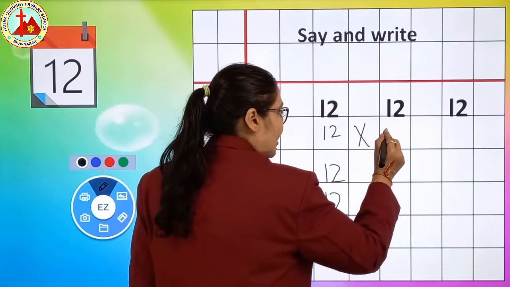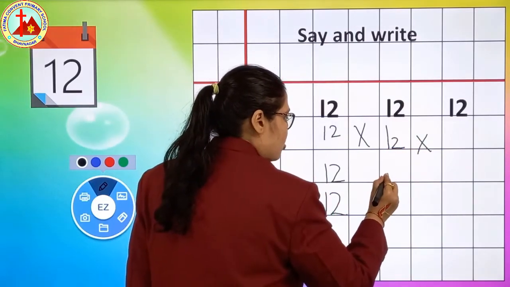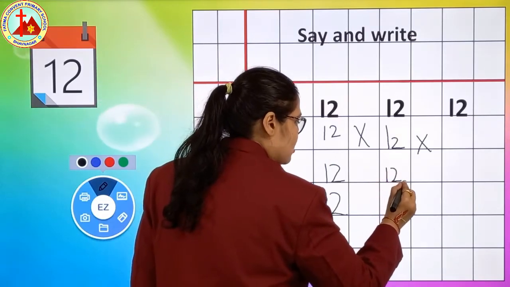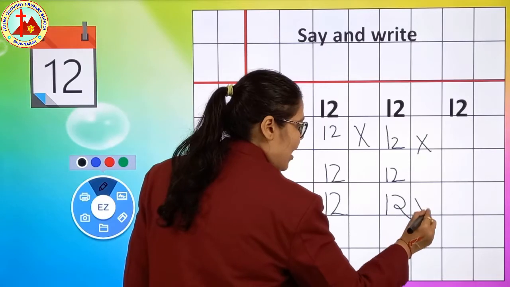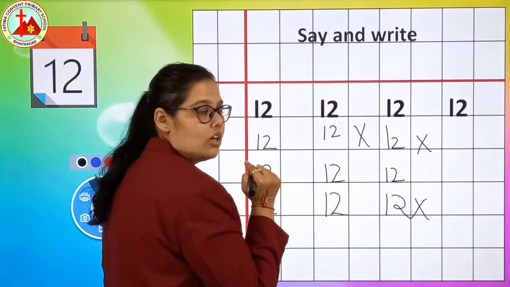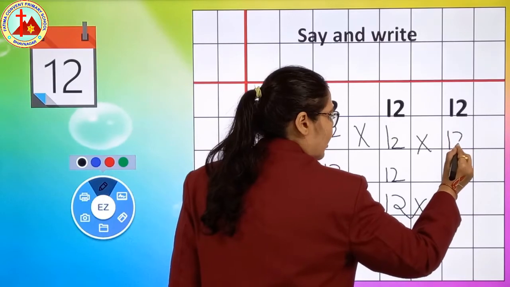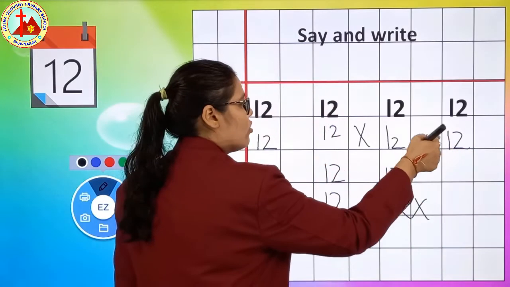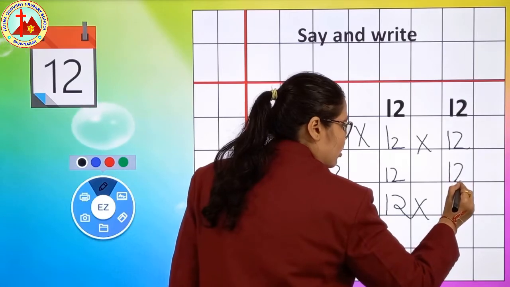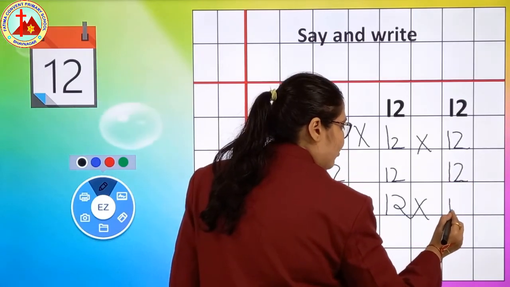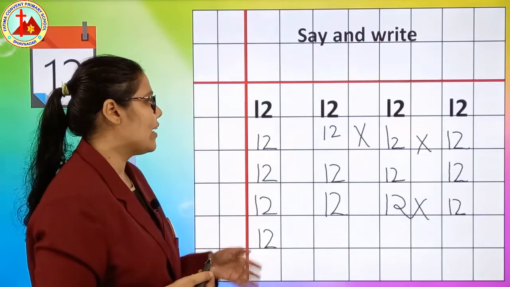12. Children, if you write 1 big and 2 small, then also I will put wrong. Both the numbers should be of equal size. Okay? And write 2 properly. If you write 2 like this, then also I will put wrong. This is wrong formation. You don't have to write 2 like this. You have to write properly. 12, and you have to touch the bottom line. 12. Along with writing, you have to say the number also. Like this way you have to write in the 4 lines.